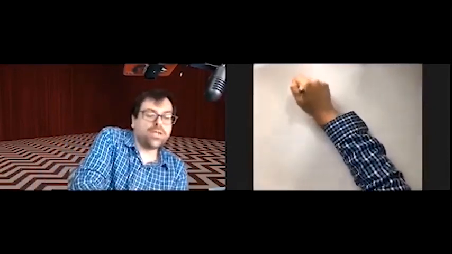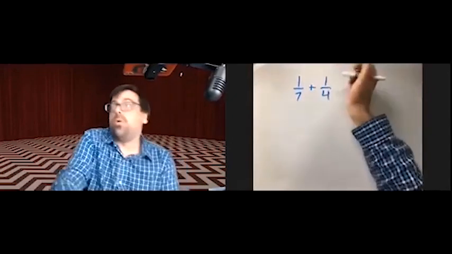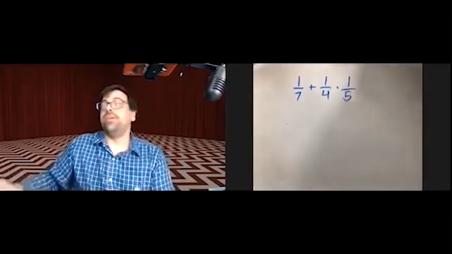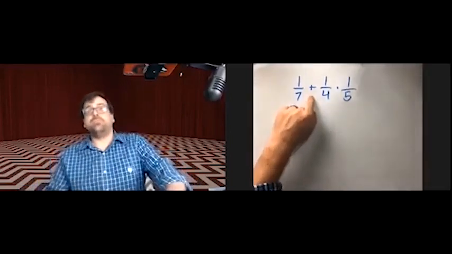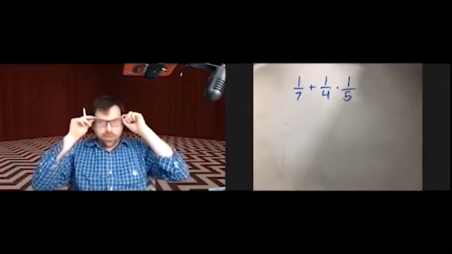Next up, 1/7 plus 1/4 times 1/5. Now we do have addition mixed in. No exponents, so small miracles.